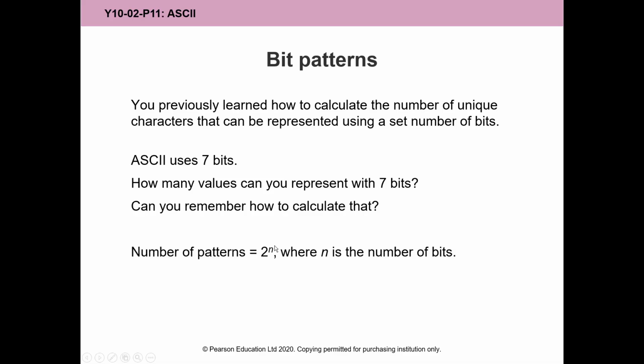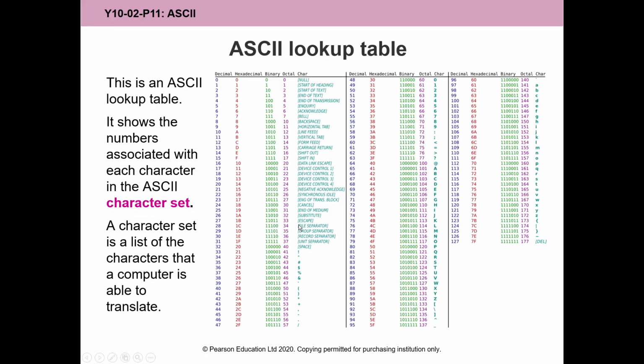How can we calculate that? It's 2 to the power n, where n is the number of bits. 2 to the power 7 means 2 times 2 times 2 times 2 times 2 times 2 times 2. Is that enough? Well, let's have a look.